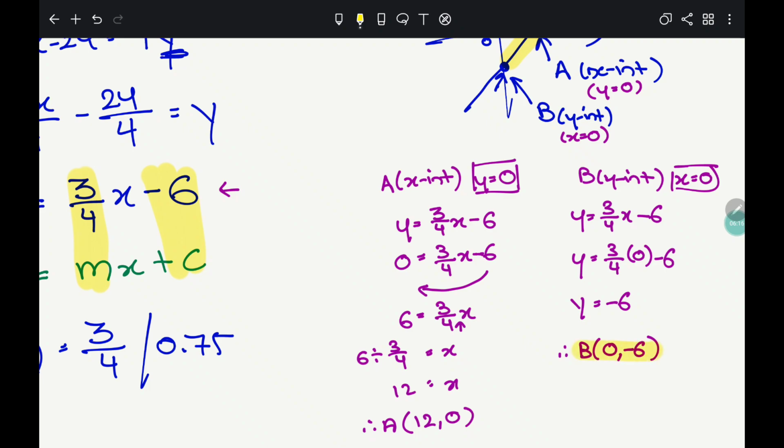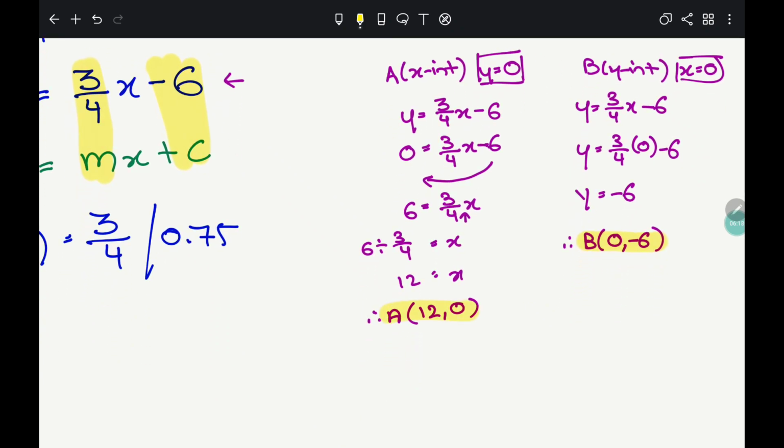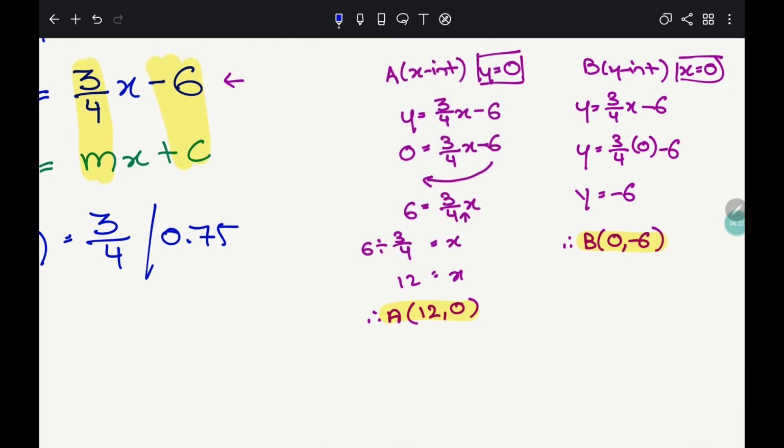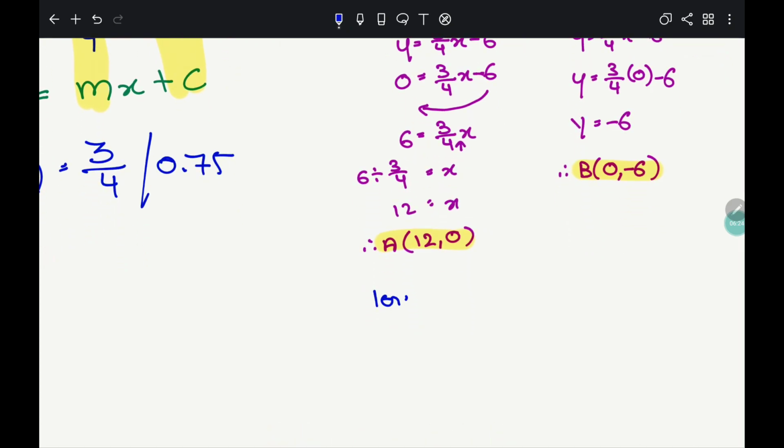Can you now use these two coordinates and find the length of AB using the equation: square root of (x2 minus x1) squared plus (y2 minus y1) squared? Let's do that now. I leave this to you.